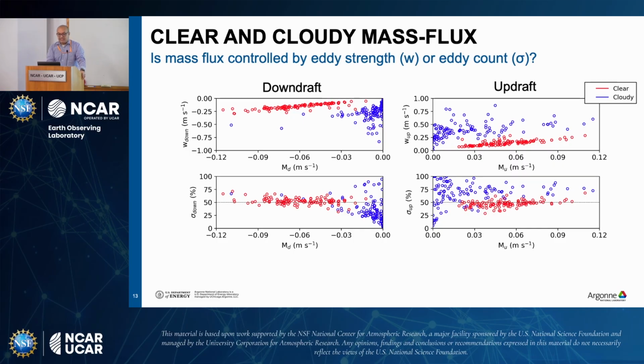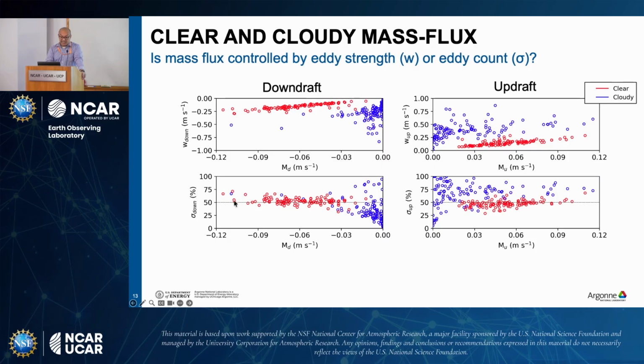Shown here is the downdraft mass flux on the x-axis, and the y-axis is the downdraft strength and the number of downdrafts, the sigma down in this case. The same thing on the right-hand side: we have the updraft mass flux, the strength of the updrafts, and the number of updrafts. Just by looking at the figure, we see a very nice correlation in the clear air cases, in red, between the W and the mass fluxes.